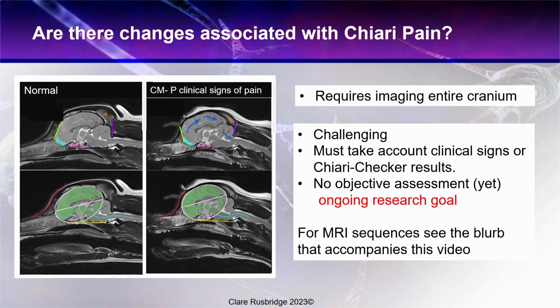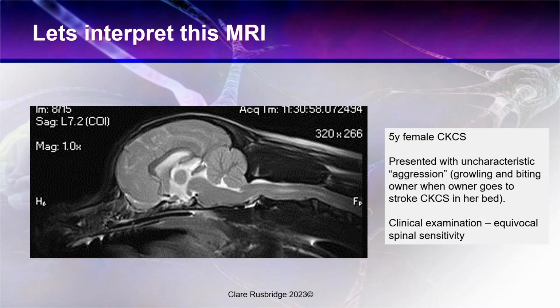So let's take an actual case and go through its interpretation. This is a 5-year-old female Cavalier King Charles Spaniel, and she's presented with uncharacteristic aggression. Aggression, of course, is in inverted commas there, because is the dog truly being aggressive or is she being protective for some other reason? This was defined as growling and biting the owner when the owner went to stroke her and pet her.